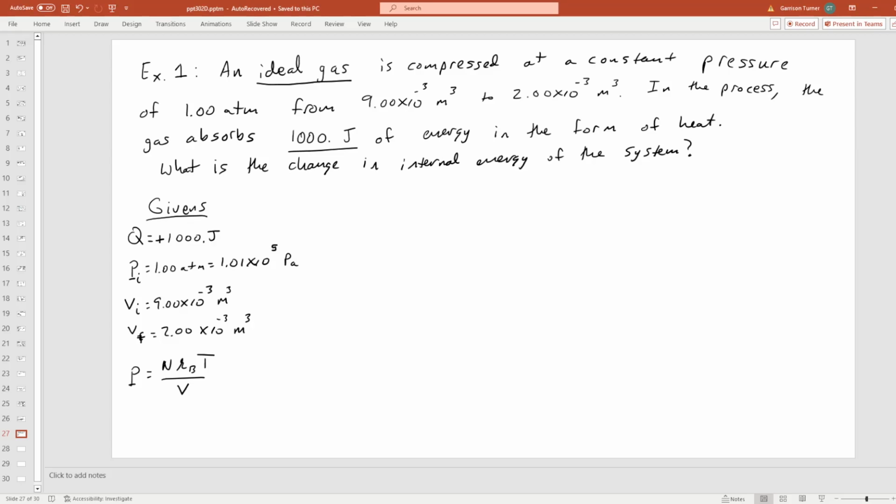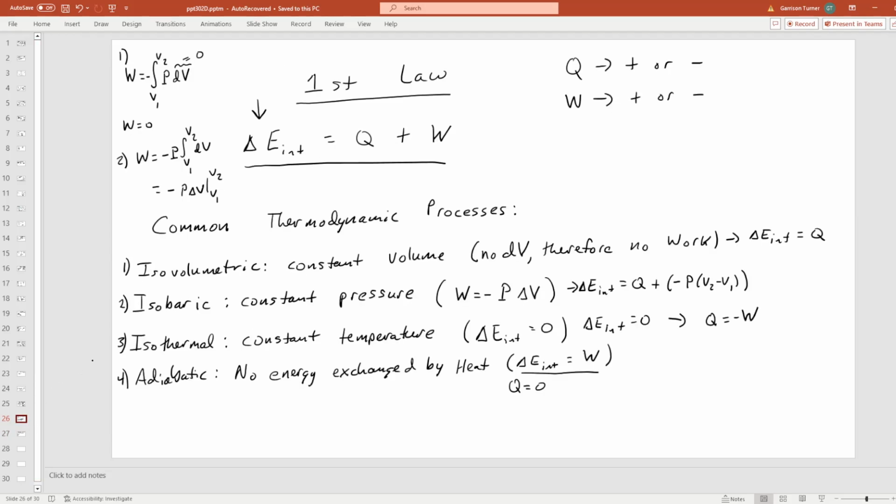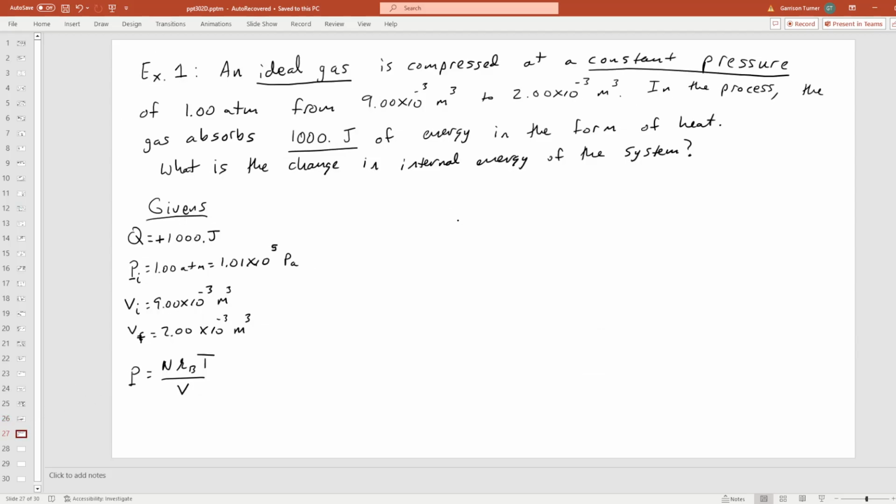But we're told one other piece of information that actually simplifies the calculation, and that is that we are at constant pressure. So, constant pressure, coming back to our 4 common processes here, this is isobaric, and therefore the work done is equal to negative P delta V. Okay?